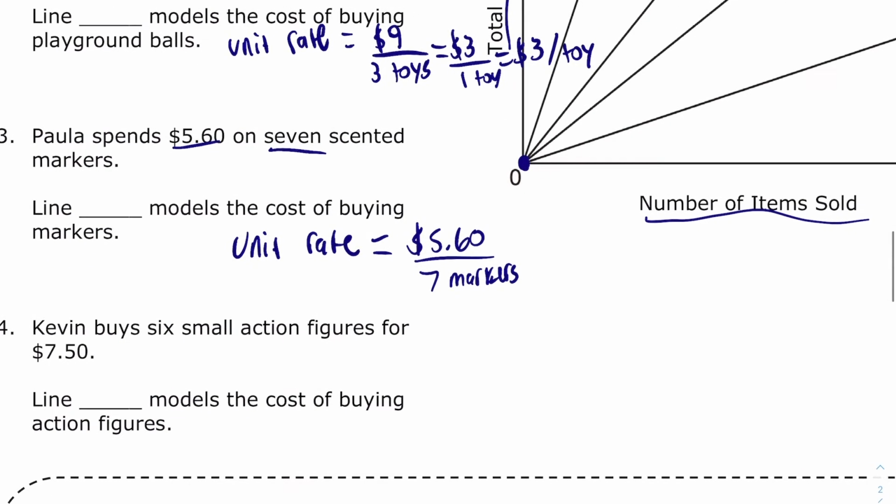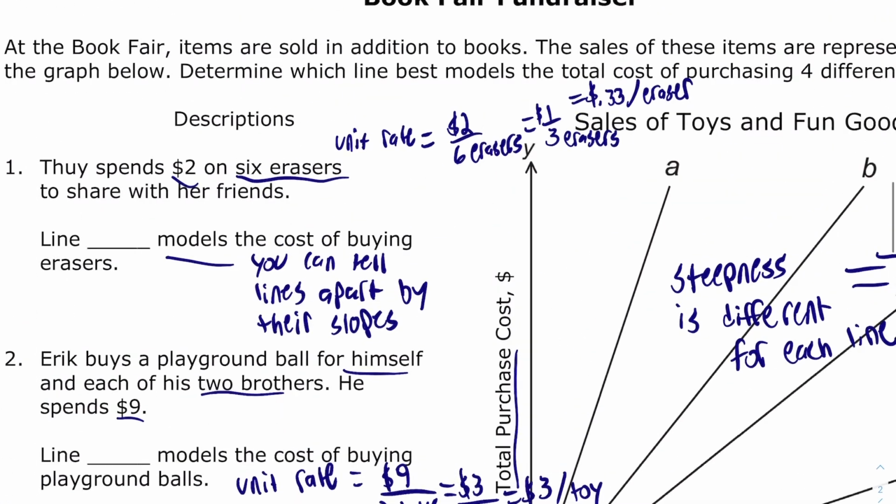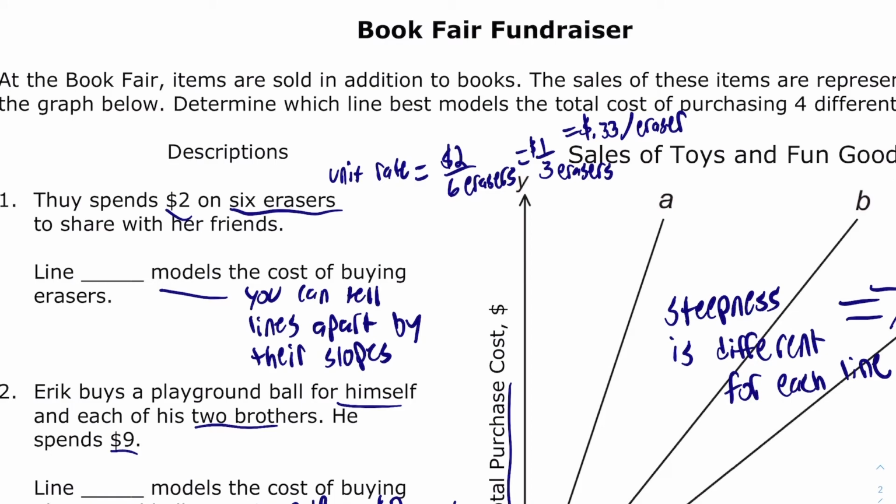Okay, so let's do this division. Does 7 fit into the number 5? It doesn't, so we'll have a 0. Does 7 fit into 56? It does, and it fits in there 8 times with 0 remaining. So $5.60 divided by 7 markers is 80 cents for each marker. For every 1 marker. Let's look at that number. 80 cents for every 1 marker is less than number 2, but it's more than number 1's slope.